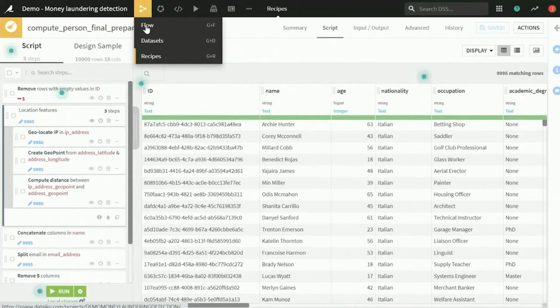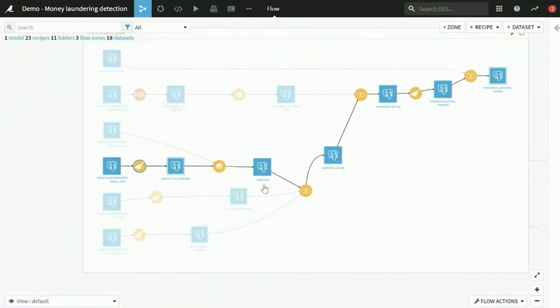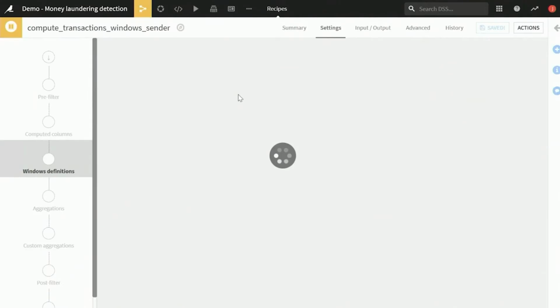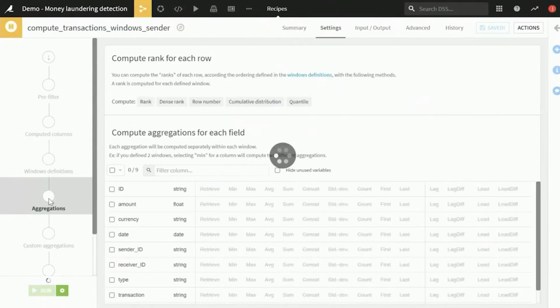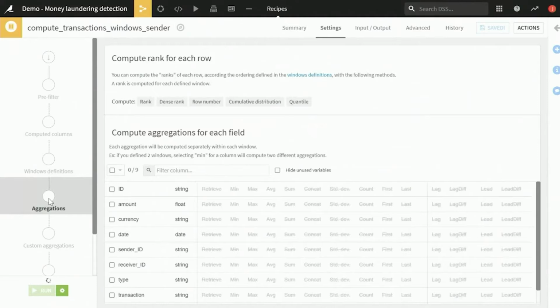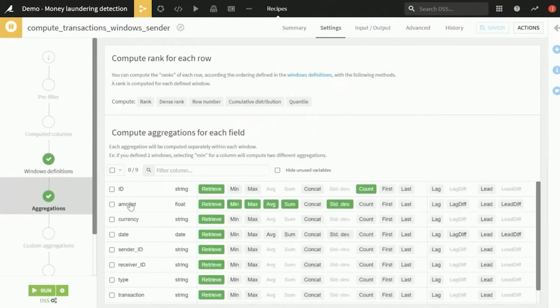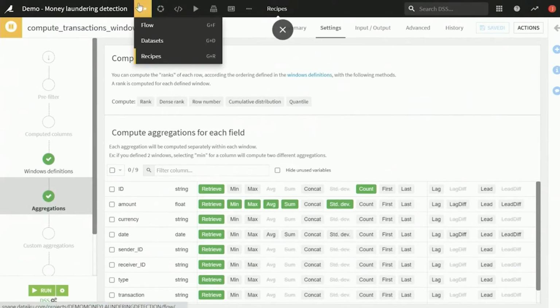Let's see another example of that. So here we have transactions. These transactions are going also to be enriched. So we are looking at aggregations. So we see, for example, that we take the amount property and we compute a minimum, a maximum. We compute the standard deviation. So a few extra information that will help us down the line.